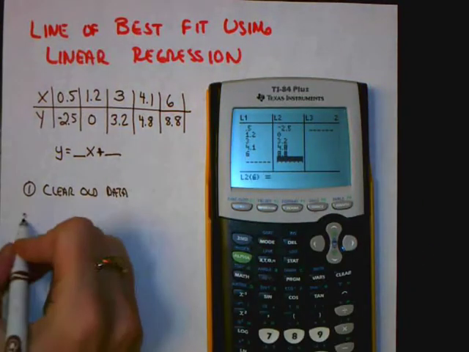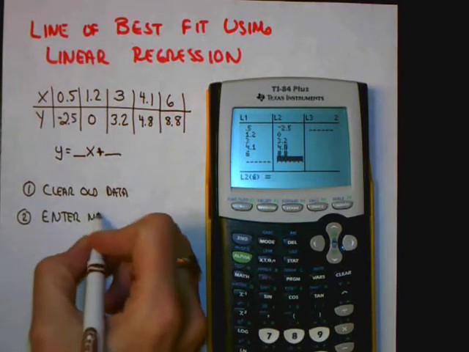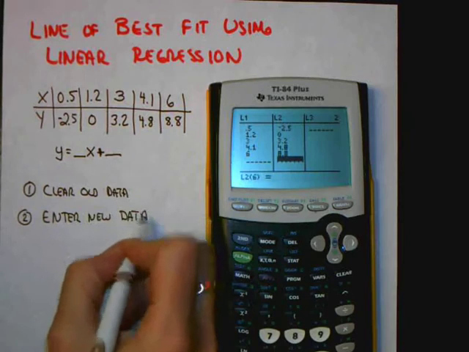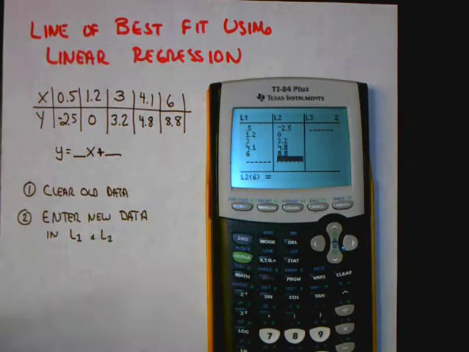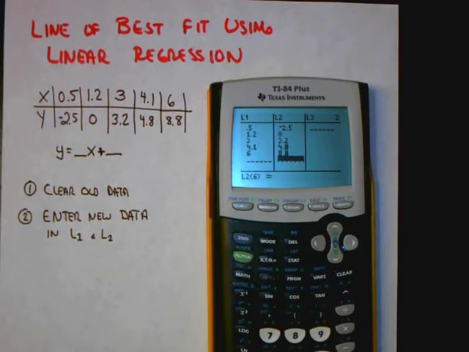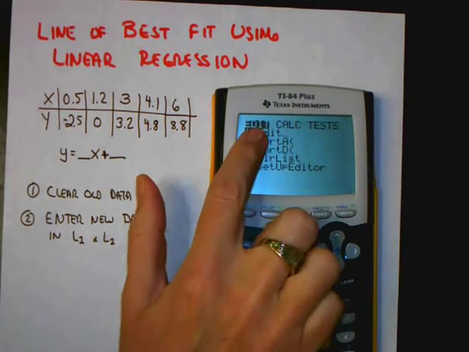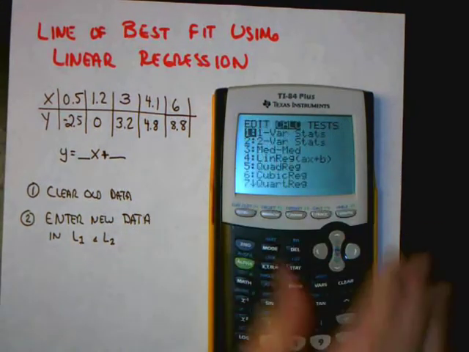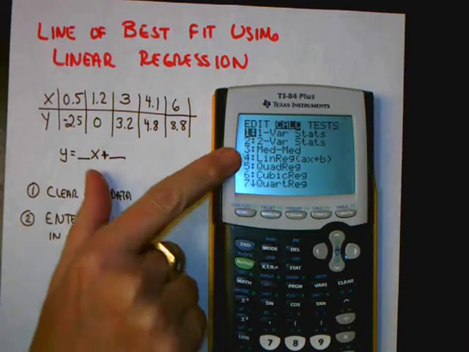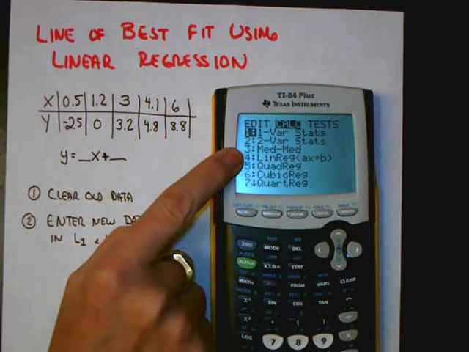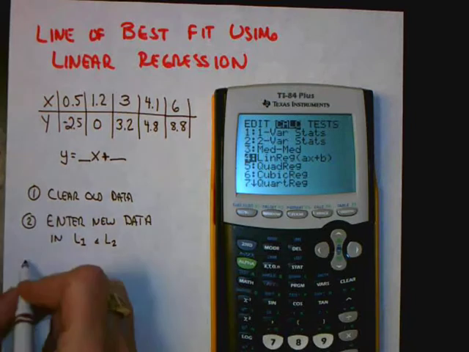So the second step in our process here was to enter new data in list 1 and list 2. So now we have all of our data entered. Now we're ready to begin calculating. So we're going to go to the Stat menu again. And now instead of editing, we're going to choose Calc because we're going to do some calculations. There's a lot of different analyses that we could do of this data. The one that we want is the one that's option 4, linear regression. So I'm going to go down to option 4 and select linear regression.